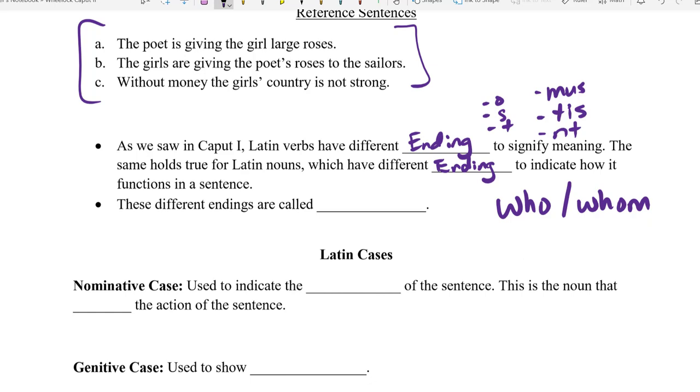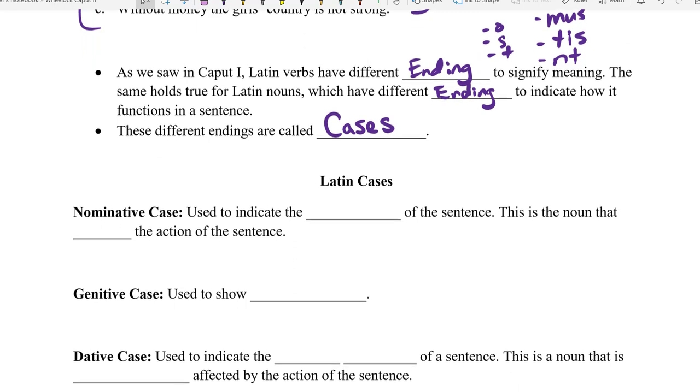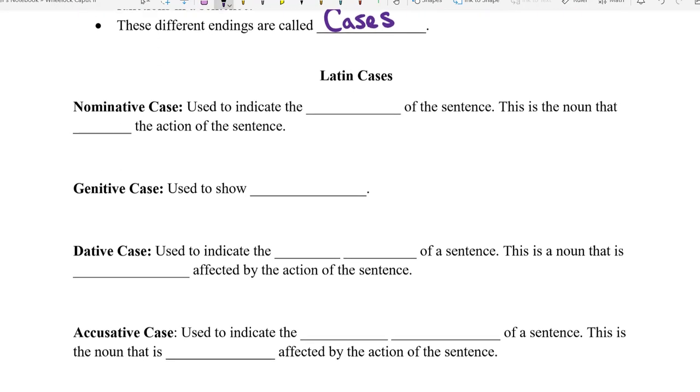And these different endings are essentially called cases, or you could say case endings as well. I'm fine either way. If you want to call them the case endings or cases, that's fine. But let's just talk about what these are, okay? There are 6 different cases in Latin, 6 total. And the first case that we get is the nominative case, and this is used to tell us what the subject of our sentence is. This is the nomen, or the name of your sentence. And this is the noun that does the action of the sentence.